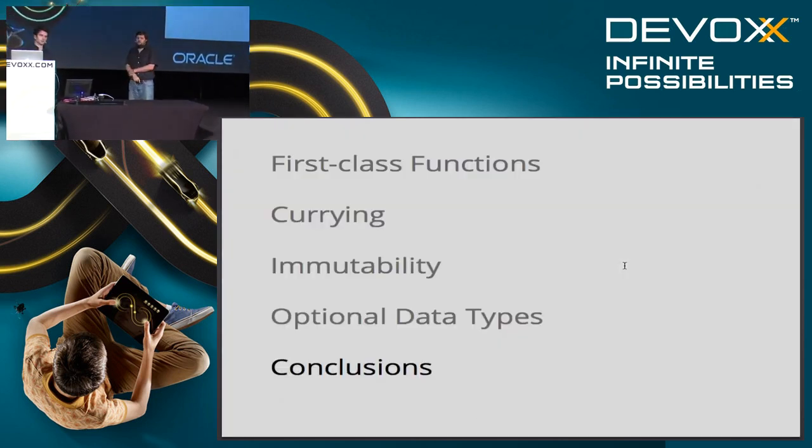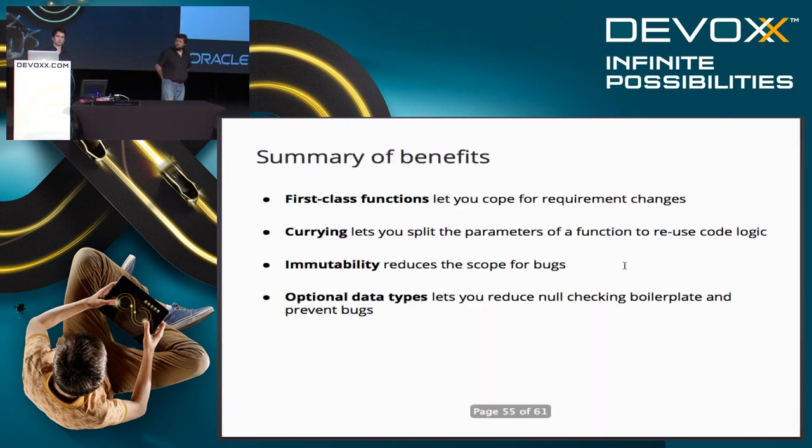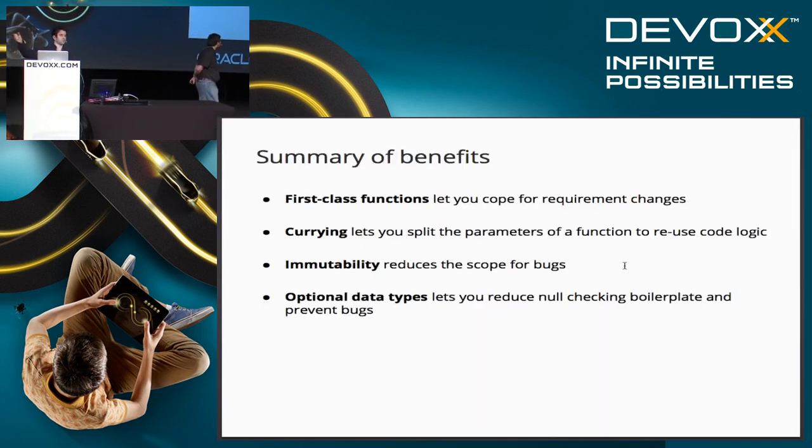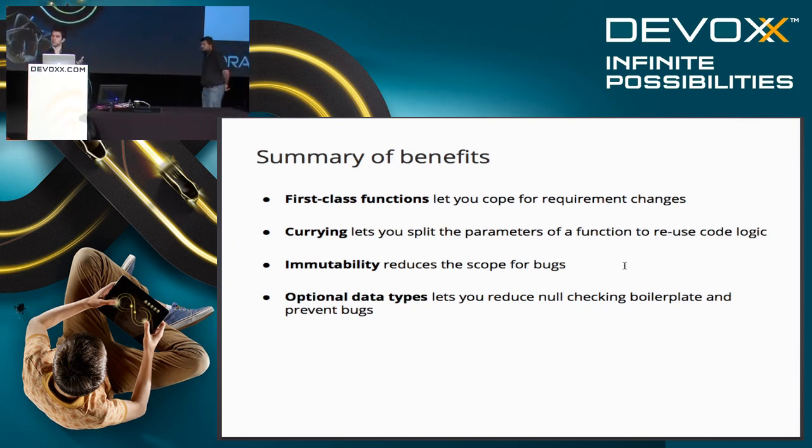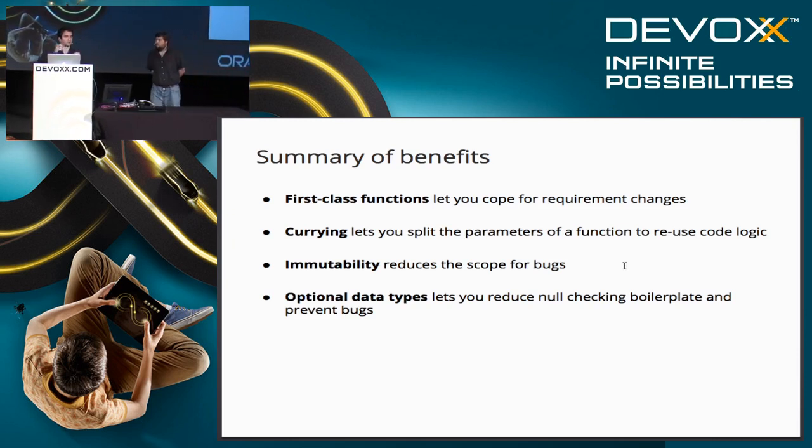Fantastic. So let's summarize a little bit what we've learned. We introduced four fancy terminology: first-class functions, which is just the idea of being able to pass a function as an argument to an existing function, or even returning them. We talked about currying, which is a way to split the argument of functions. We talked about immutability, which is a way to reduce the scope for bugs. And finally, we talked about optional, which is really a way to prevent null pointer exceptions.